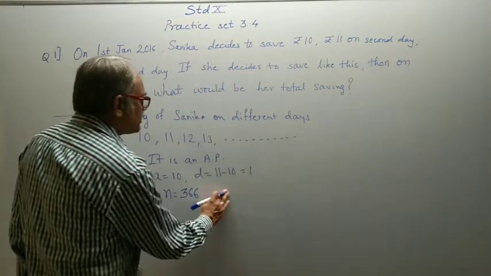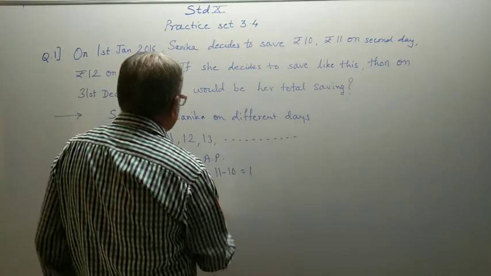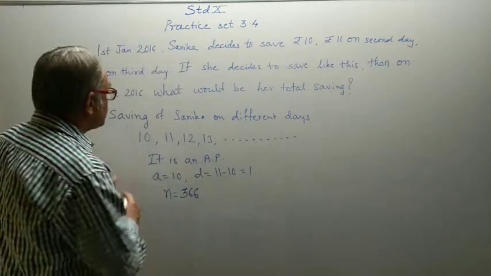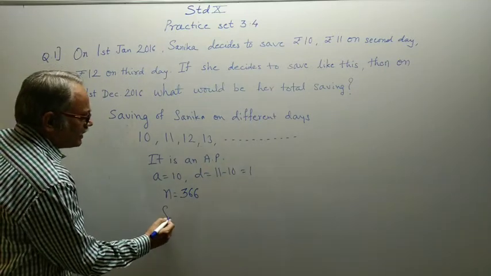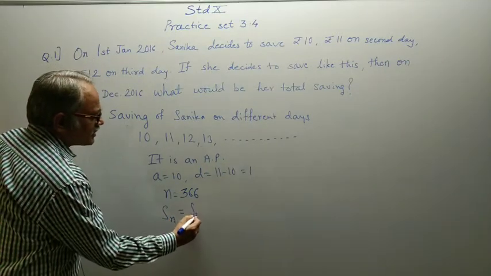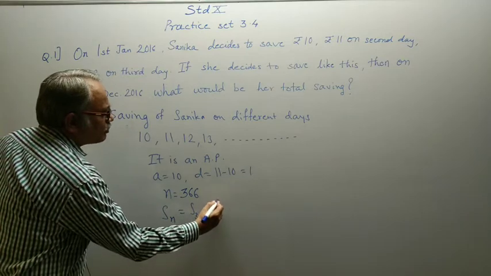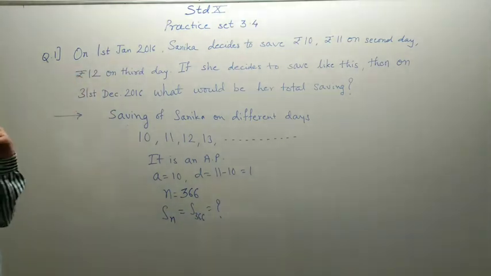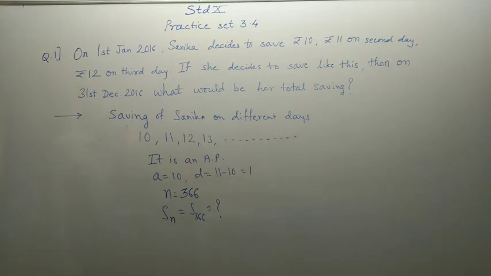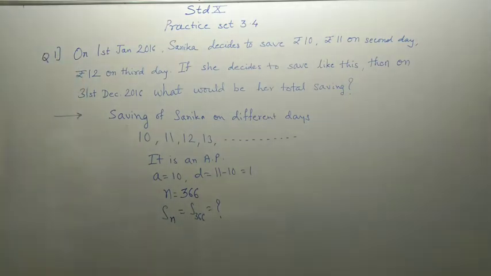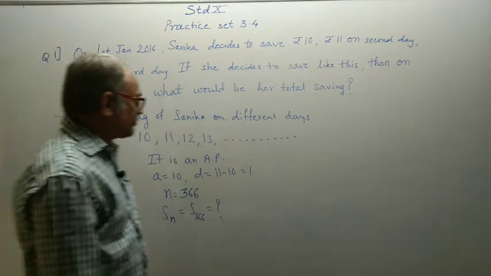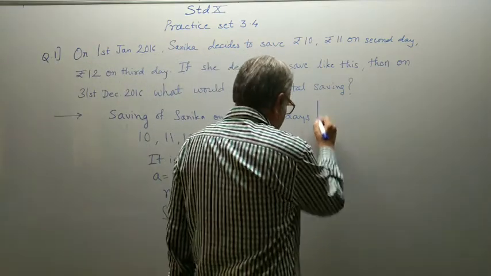And we have to find total saving, means not saving on 31st December, we have to see total saving up to 31st December. So we have to find SN, means S366 equal to question mark. What is total saving? Sum of all the savings right from 1st January to 31st December. So we have to find SN, S366, not 365. Now use the SN formula and get the answer.